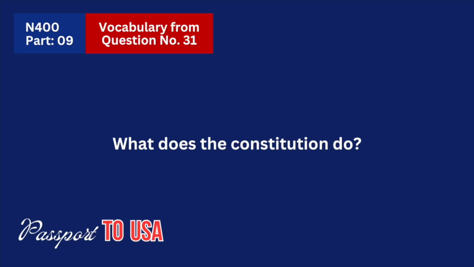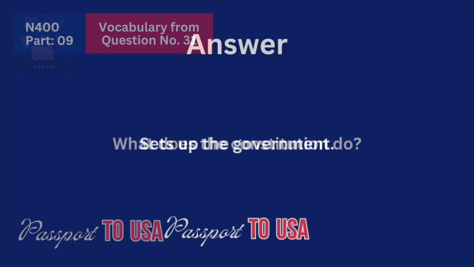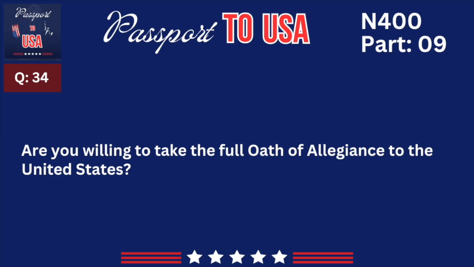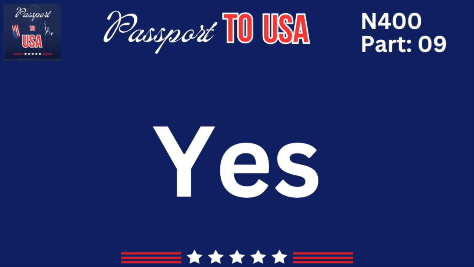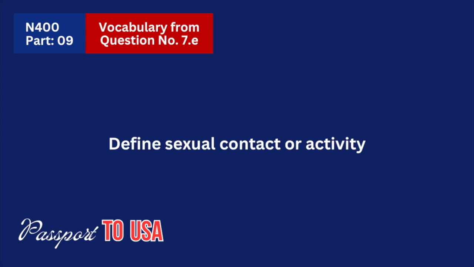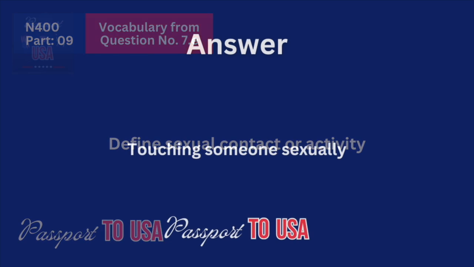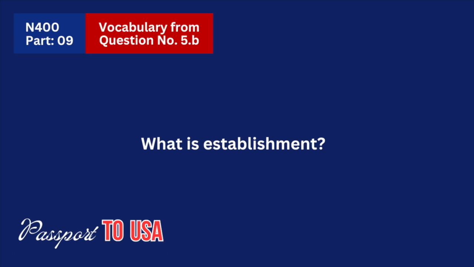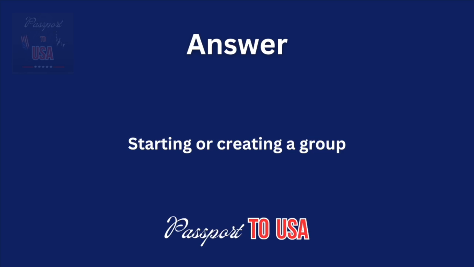What does the Constitution do? Sets up the government. Are you willing to take the full oath of allegiance to the United States? Yes. Define sexual contact or activity. Touching someone sexually. What is establishment? Starting or creating a group.